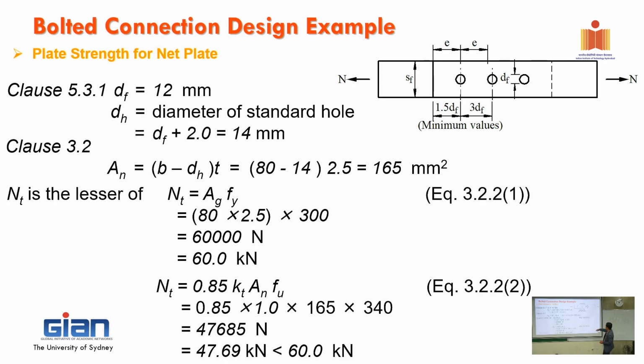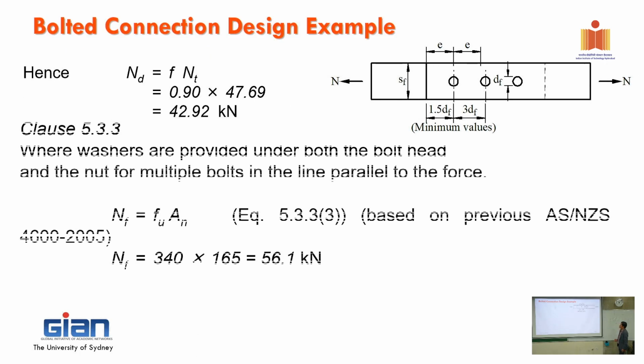Okay, so that gives you an idea about this. For the gross cross section, that's easy, you're using Fy. For the net section, Fu stress. Then we choose the minimum one. With clause 5.5.3.3, if we're using the washer, then you calculate the Ms based on this equation.